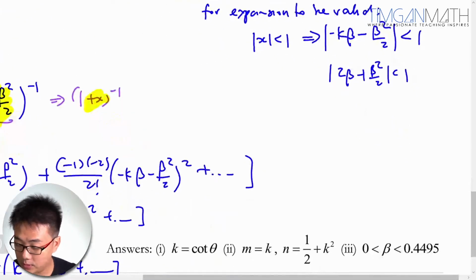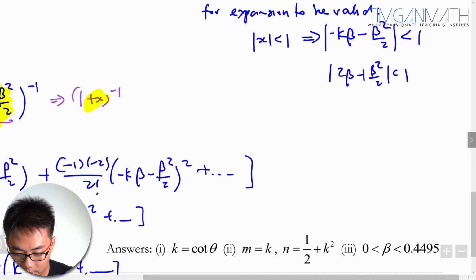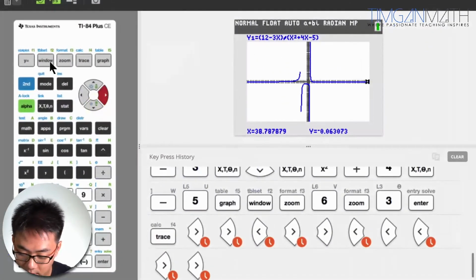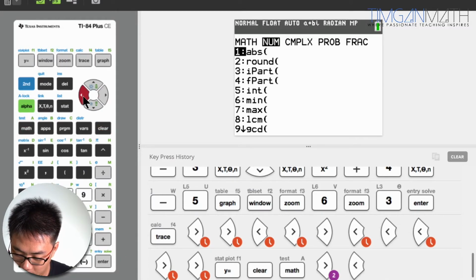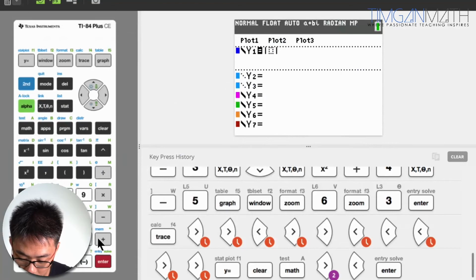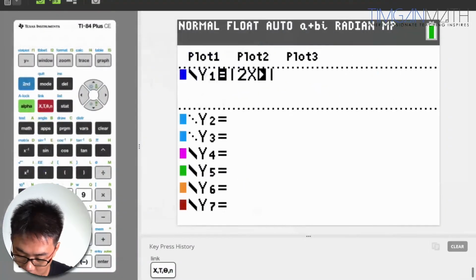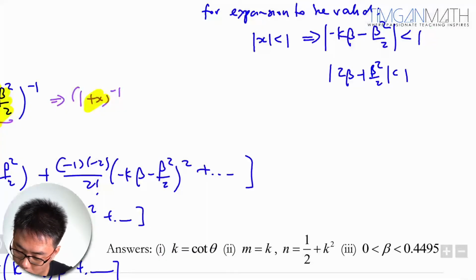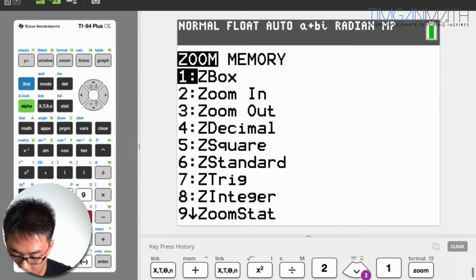Then just use the calculator. You know how to use the calculator. Calculator is easier than the manual method. So here will be math, absolute value. You just draw this graph here: mod of 2x plus x squared over 2 less than 1. So I'm just going to put 1 below here and just graph it. Zoom standard should be able to give me an answer.